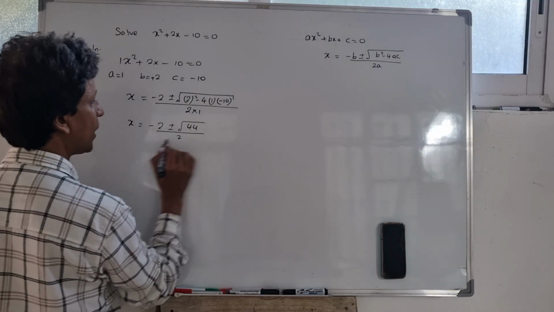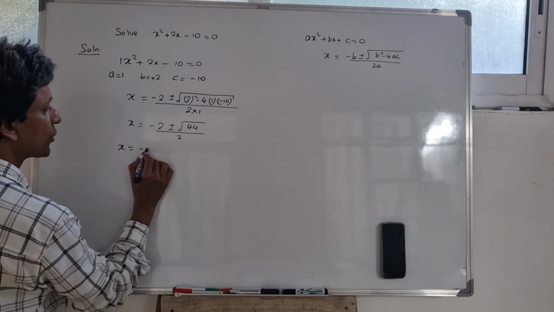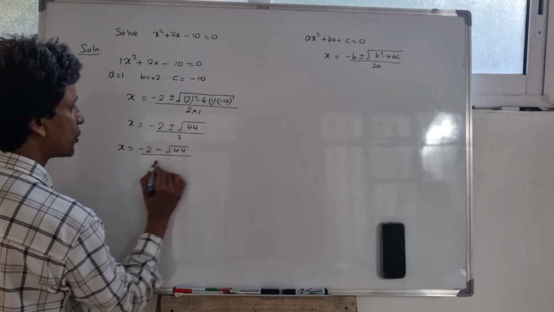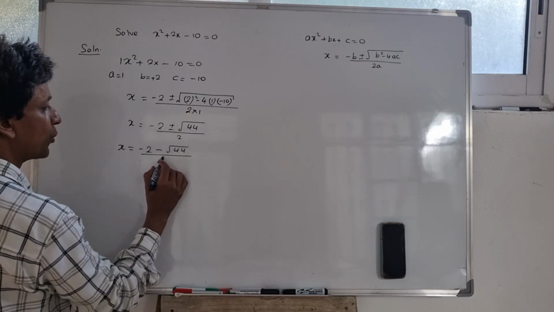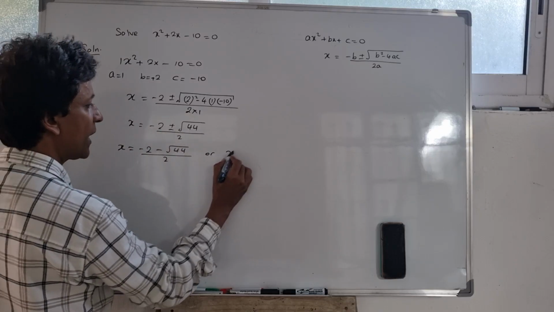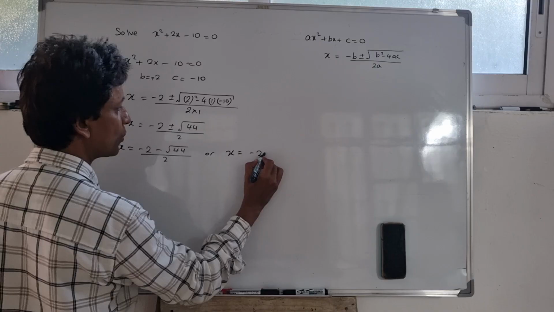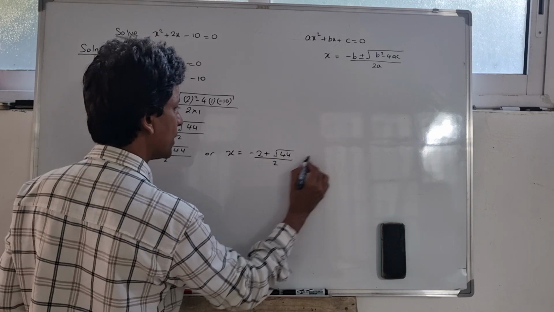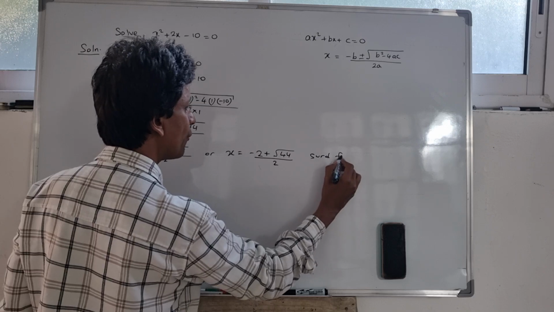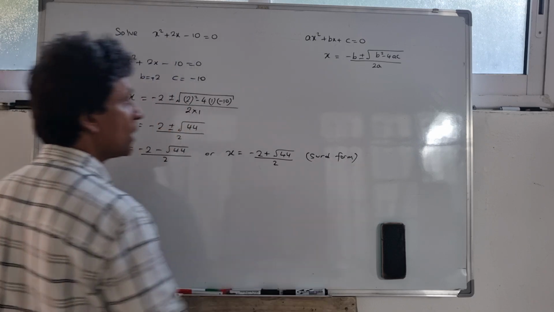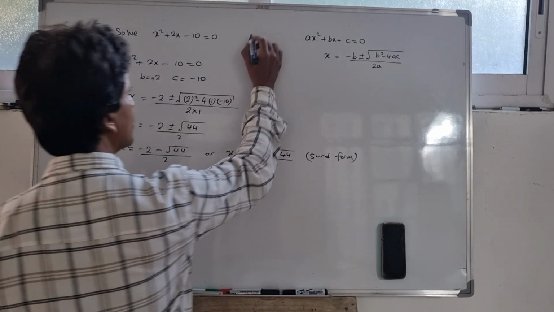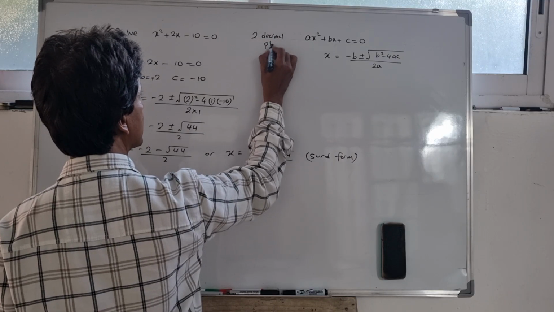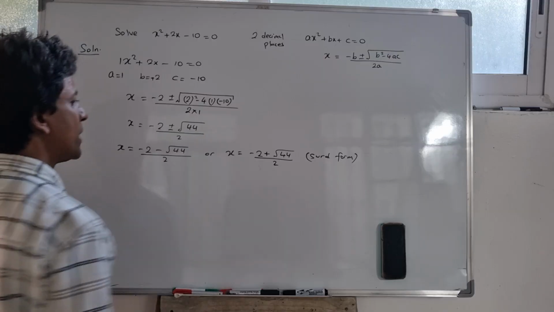So all you need to do now is look for those values from your calculator. We've got two values of x. The first one is minus 2 minus root of 44 divided by 2, or x is equal to minus 2 plus root of 44 divided by 2. Now this is already in surd form, but we need to give the answer to 2 decimal places, as stipulated in the rubric of the question.